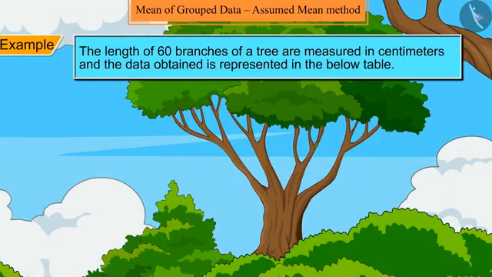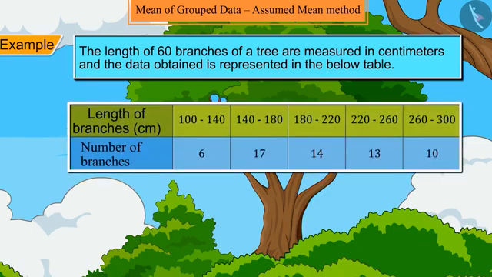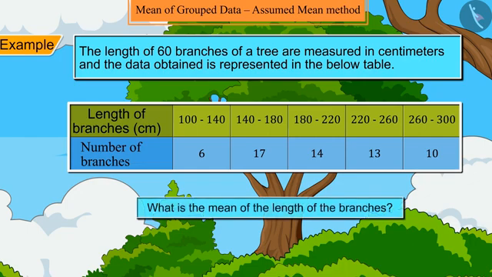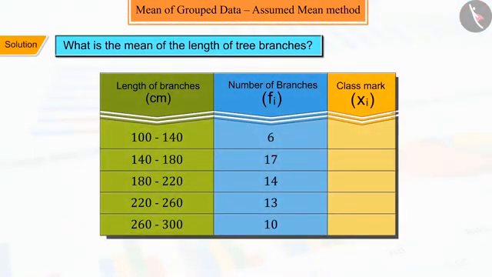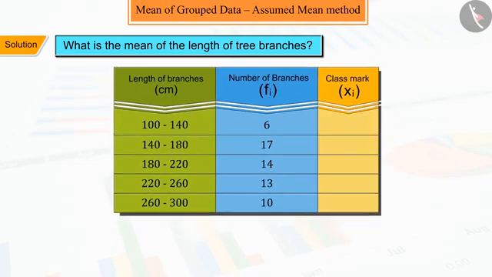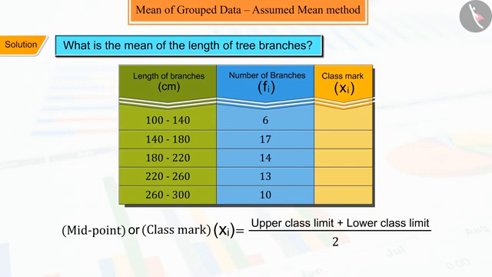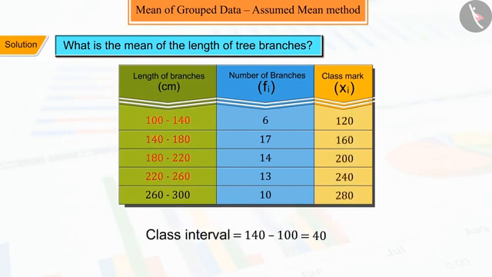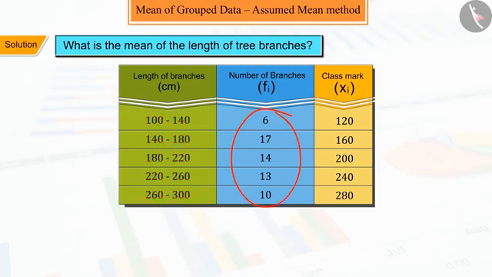The lengths of 60 branches of a tree are measured in centimeters, and the data obtained is represented in the below table. Then, what is the mean of the lengths of the branches? Come, let's see. From the given table, for each class interval first we will find the class mark, that is the midpoint xi, for which we will use the class mark formula, where the class size is 40. Here the number of branches represents the frequency of each class interval, that is fi.